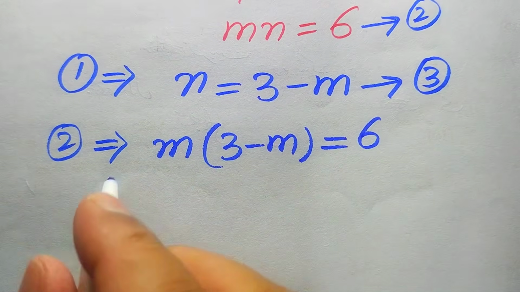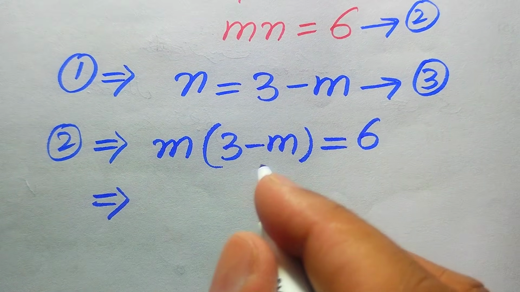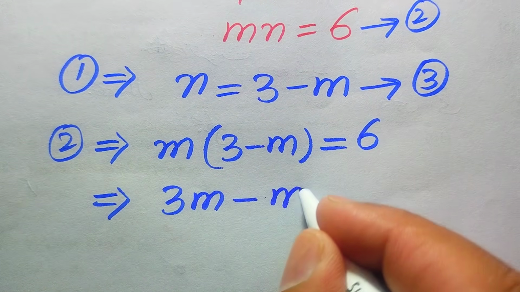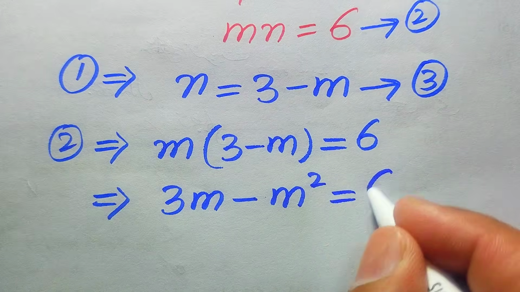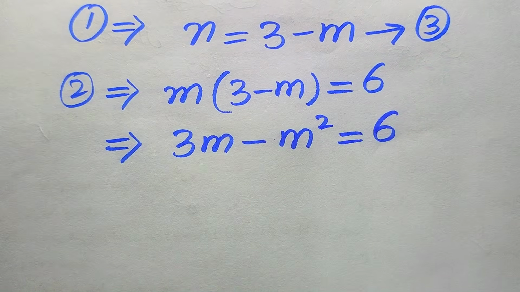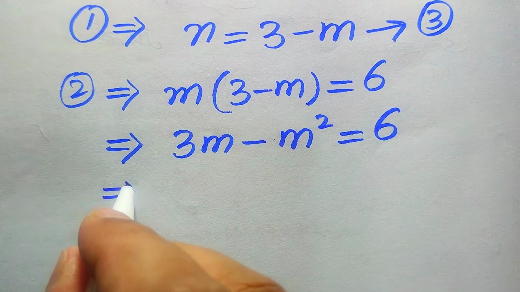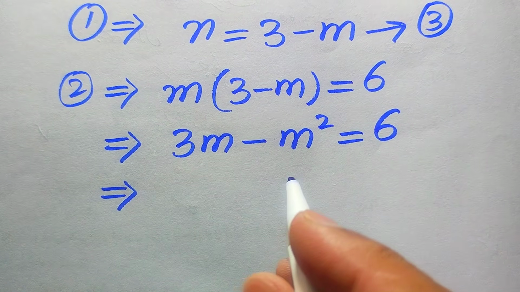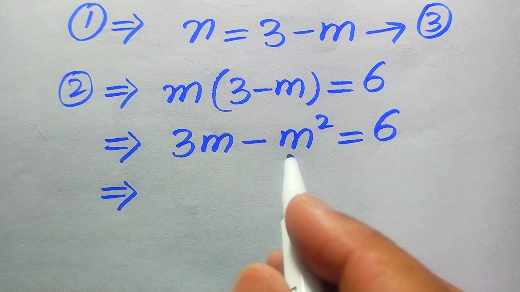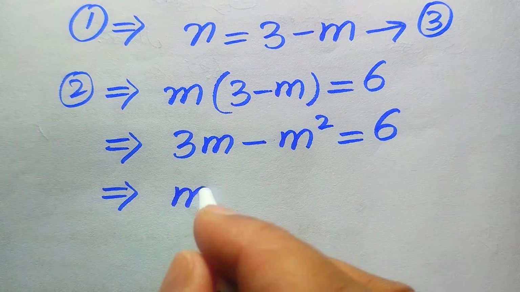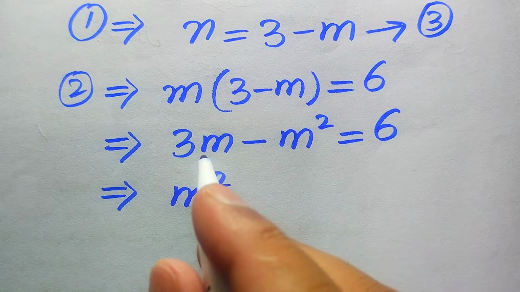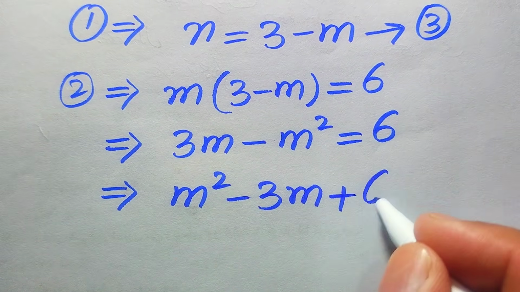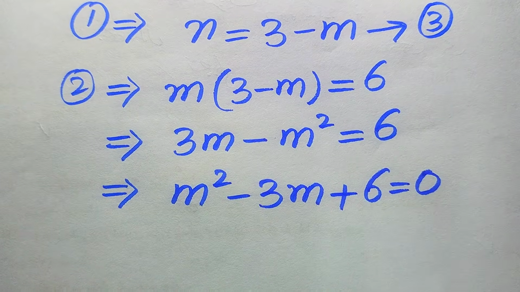Now in the next step we multiply m on both of these terms, and it becomes 3m minus m times m becomes m squared, and this equals 6. Further, in the next step we move the values from the left hand side to the right hand side. When we move these, minus m squared becomes plus m squared, plus 3m becomes minus 3m, and plus 6, and this whole equation equals 0.